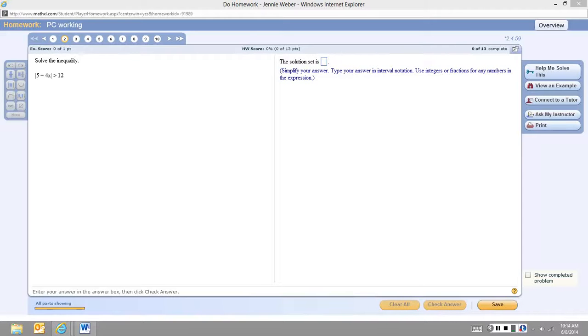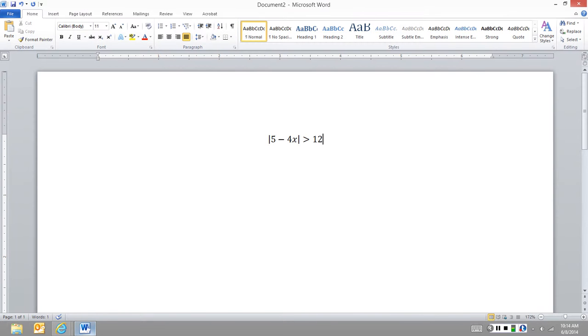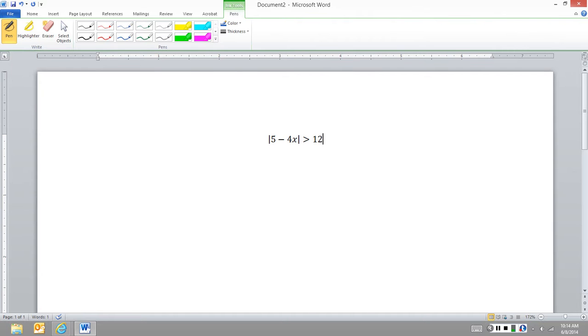Okay, we're asked to solve this inequality, and we have the absolute value of 5 minus 4x is greater than 12. And if you look in your book, you will see that there are several options for solving absolute value equations and inequalities. The first case is the one we're used to, which is we have an equation, and we then set two equations, one equal to the positive version, one equal to the negative version.